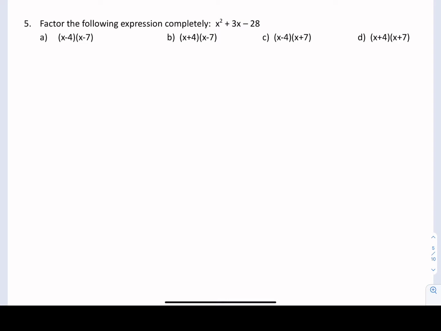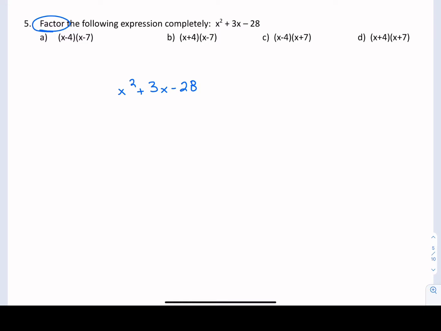Question 5 comes with a different set of instructions. You are asked to factor the following expressions. So if we see x squared plus 3 times x minus 28, we factored in prerequisite courses. If you took Math 75 on campus, it would be Module 2, where you factored all kinds of different expressions.